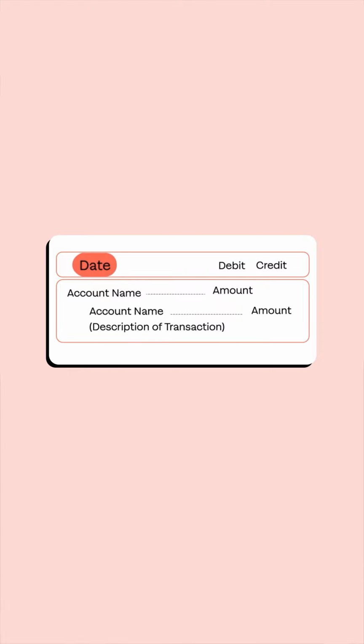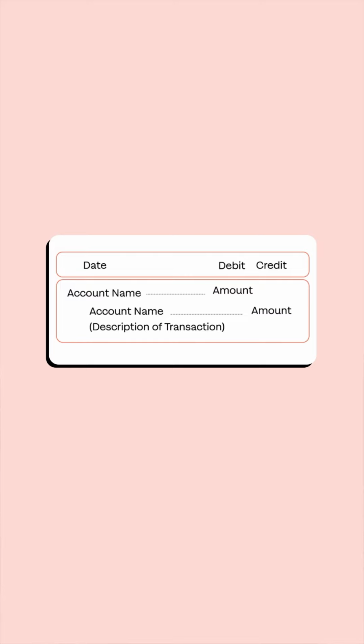At the top left is the date of the transaction. Just below that, write the name of the account that will be debited, and below that, indent to the right and list the account that will be credited. Now, let's go over to the right-hand side.